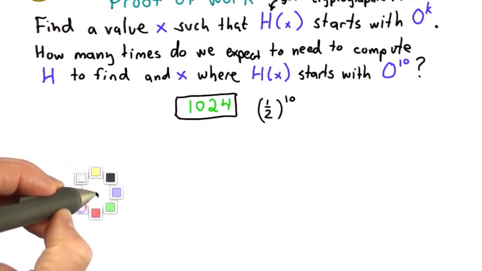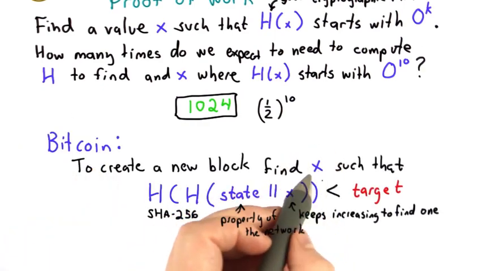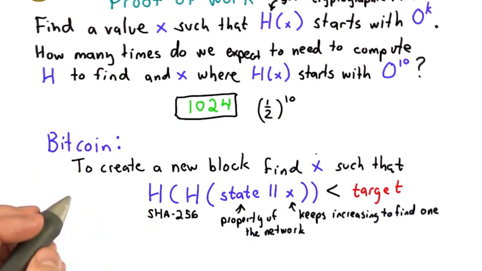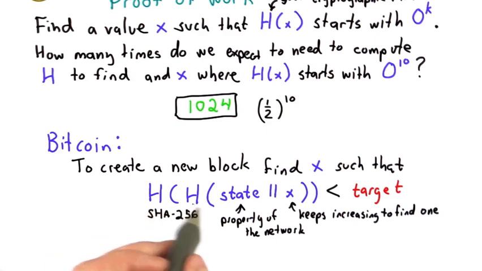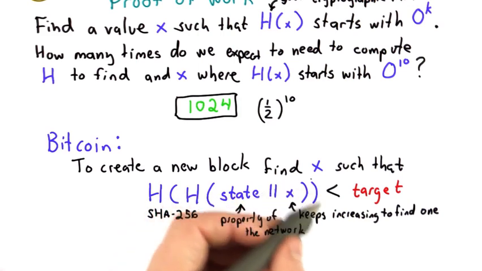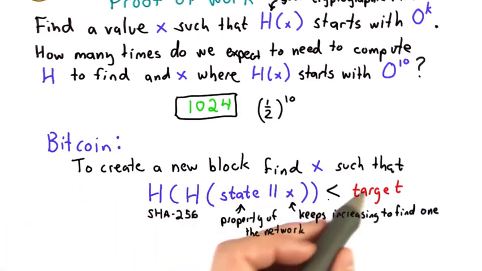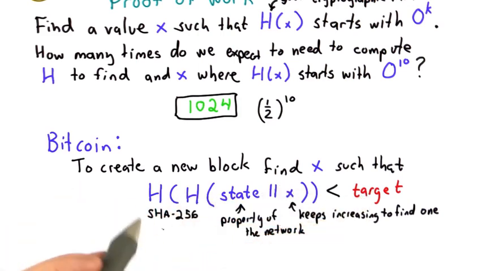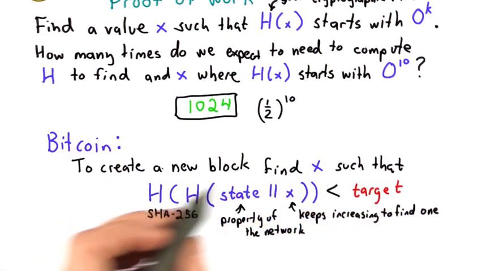So this is what Bitcoin does. In order to create a new block, which would validate the next history of transactions, it's necessary to find some value x such that the hash of the hash of the state concatenated with x is less than some target. You keep increasing the value of x until you find one that satisfies that property. And that provides the time step that allows a new block to be generated.